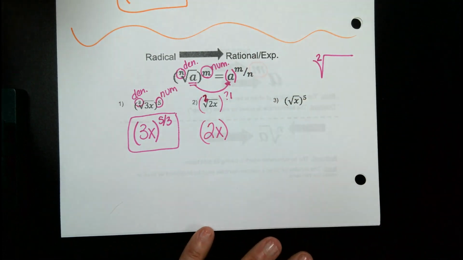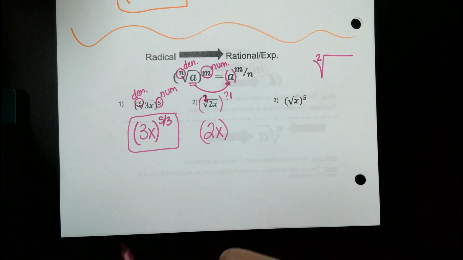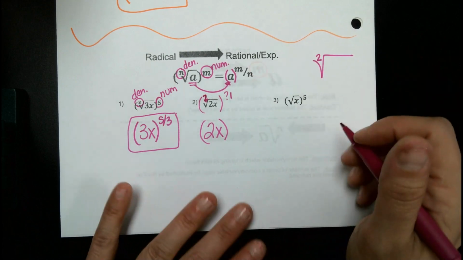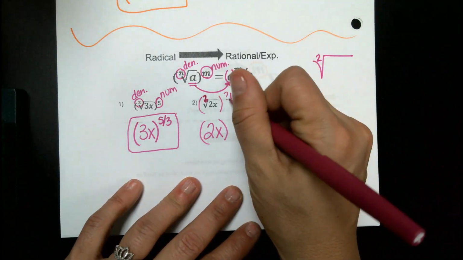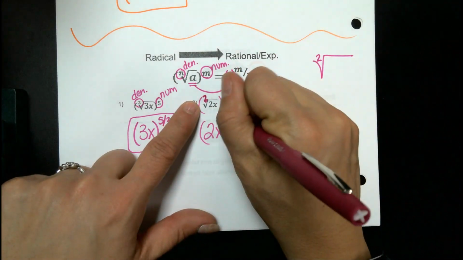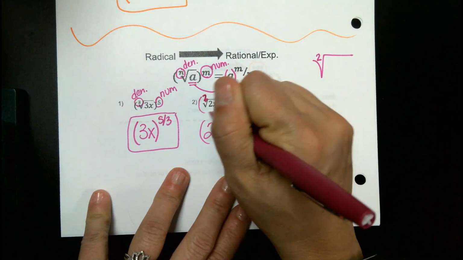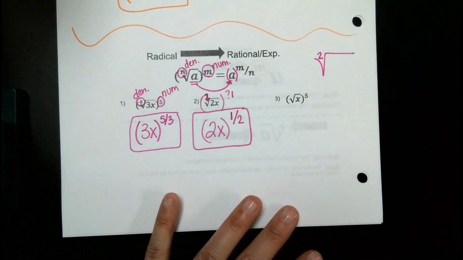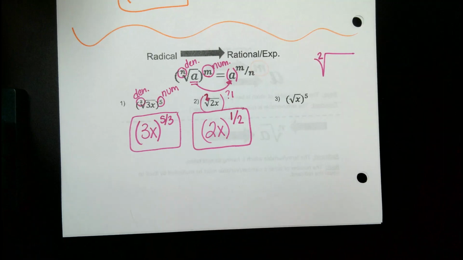Okay, so 2x would go inside parentheses since that's your base. And then as far as the exponent goes, the exponent, the 1, goes as your numerator, and your root, which is the 2, is your denominator. So 2x to the 1/2 power. And again, that 2x needs to be inside a set of parentheses.